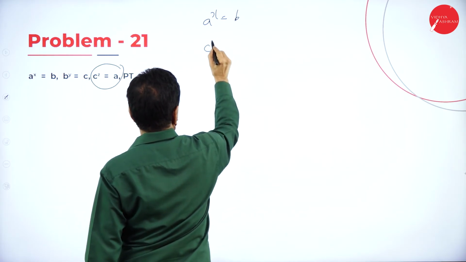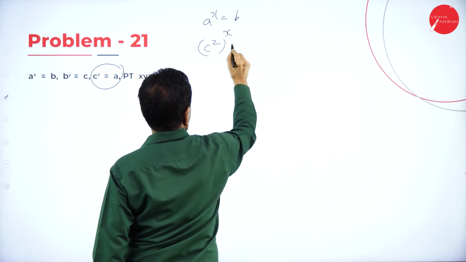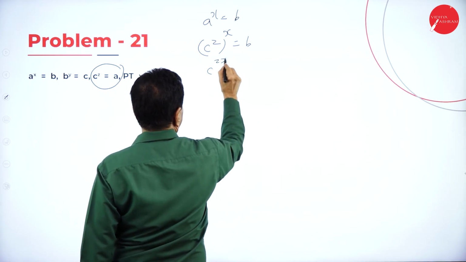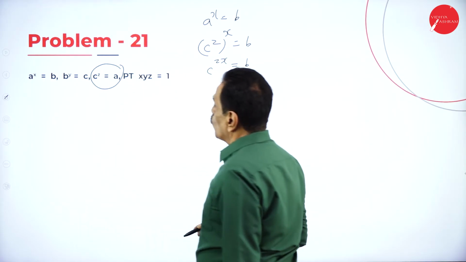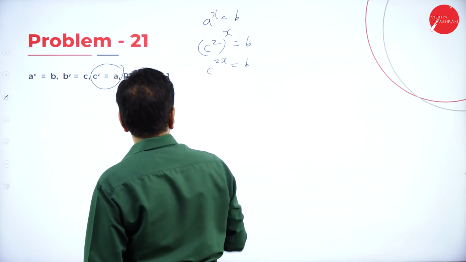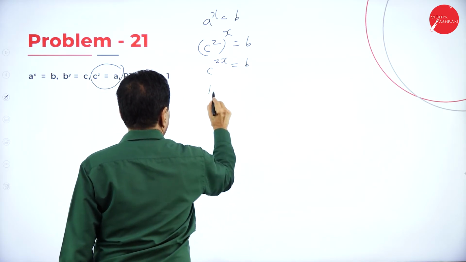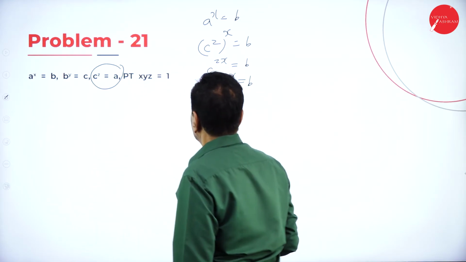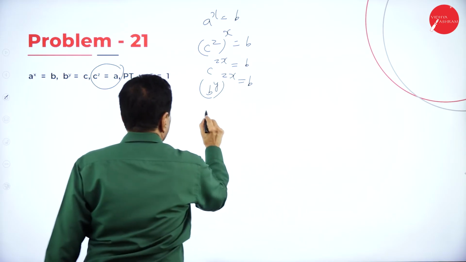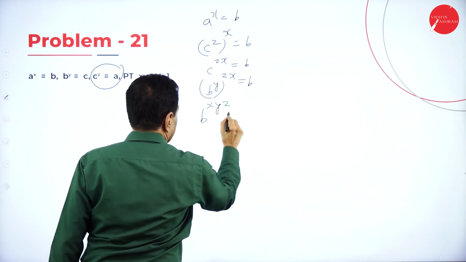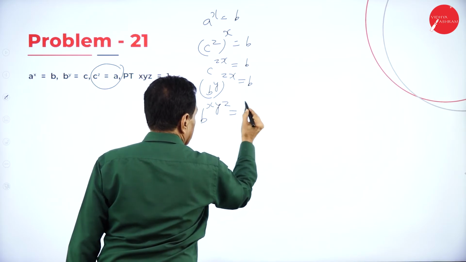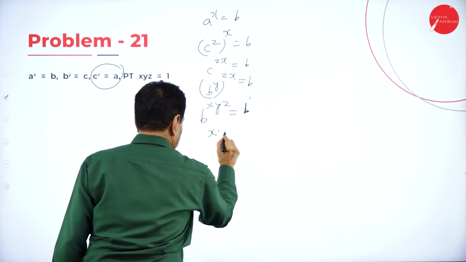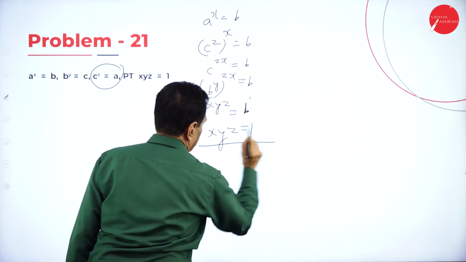What is a? c to the power of z, to the power of x, is equal to b. This is c to the power of zx is equal to b. What is c? b to the power of y, to the power of zx, is equal to b. This is nothing but b to the power of xyz is equal to b. This is 1, so b. Therefore, xyz is equal to 1.